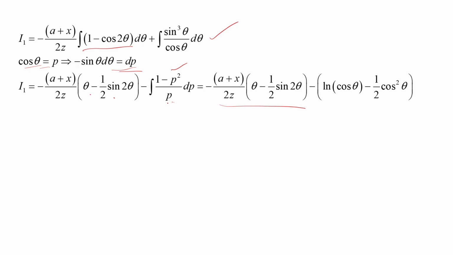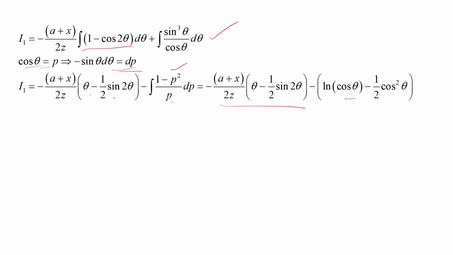It will be 1 by p. 1 by p dp is ln of p. So, ln of p is substituted cos theta, ln of cos theta here, and here minus of half sin 2 theta. If we integrate it, minus half sin 2 theta, if we integrate it, it will be cos 2 theta. I think I made a mistake here, 1 by p square, p square, no, that is fine.